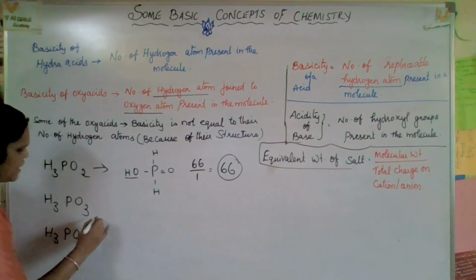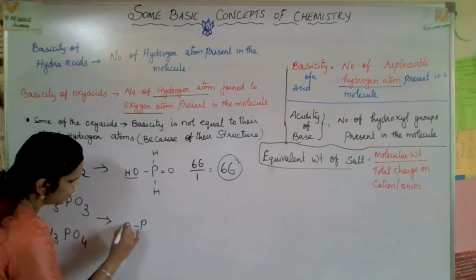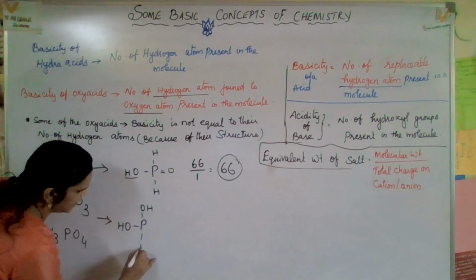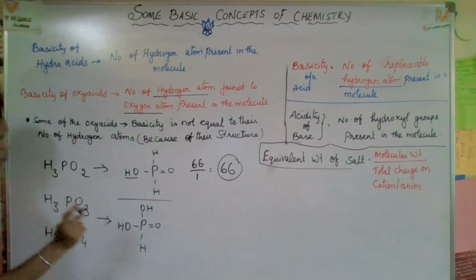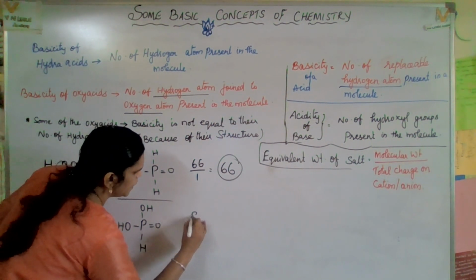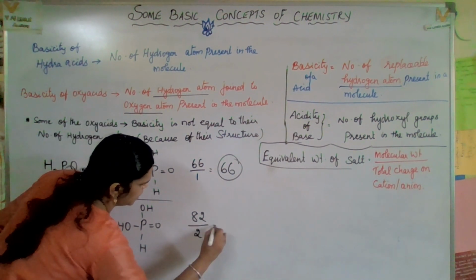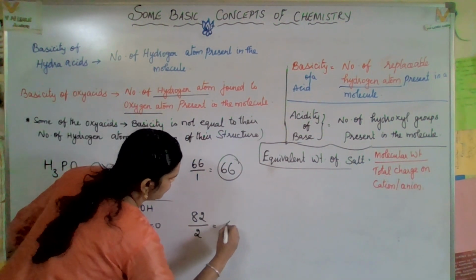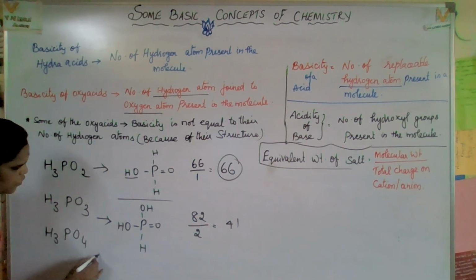Now the same way, H3PO3. Here phosphorus, here OH, and here also OH, and here hydrogen, here double bond O. So this is the structure of H3PO3. So here the molecular weight is 82, divided by 2 hydroxyl groups, right? So the equivalent weight is 41.